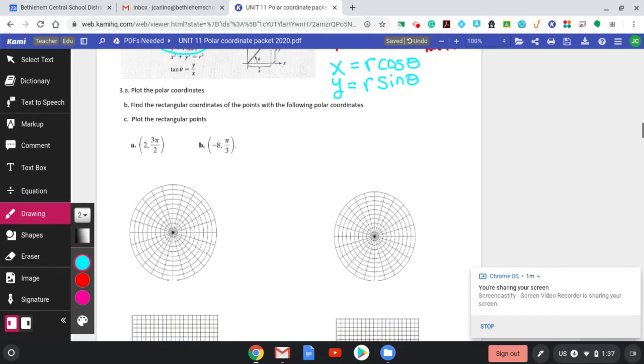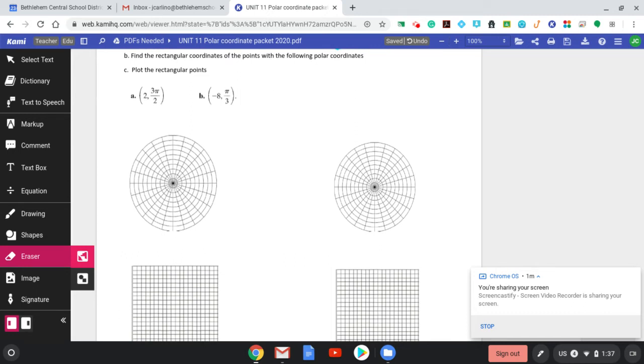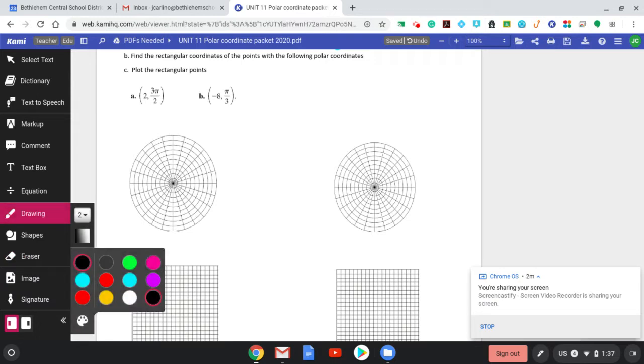So what I want you to do here for part A, plot the polar coordinate for me. And then we're going to convert it, and then we're going to plot the rectangular. So that's why you guys see two grids right now. You see the polar grid that we're going to plot first. We're going to convert, and then we're going to plot the rectangular down below here. Okay? So first step, get a little review in. Plotting 2 comma 3 pi over 2.